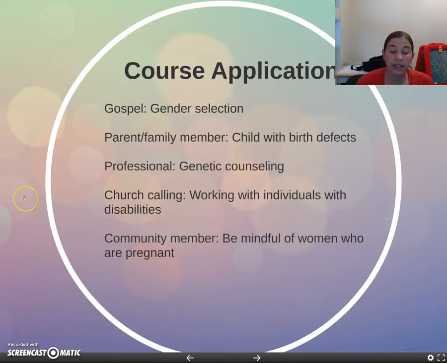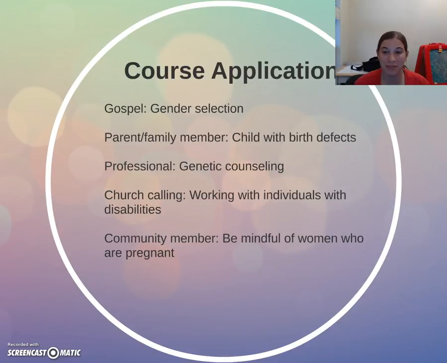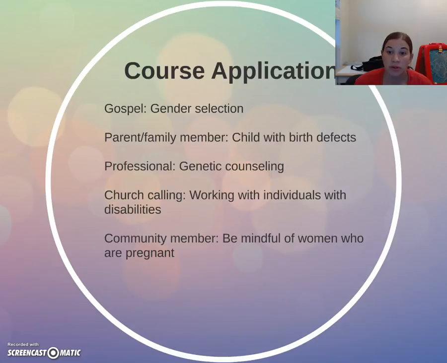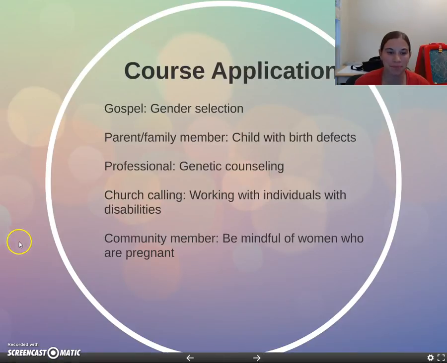Referring to a church calling, you most likely in your future or currently will work with individuals who have a disability, whether it's an elderly woman or man who has dementia, for example, or a young child who is born with Down syndrome. In any realm, we will be working with individuals with disabilities. And I encourage you to be knowledgeable of those, and also be willing to reach out to them and understand more about their disorder so that you can better help them.